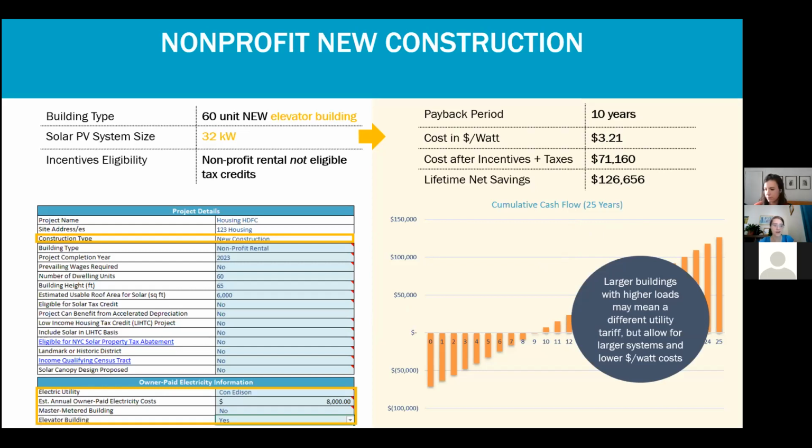Large buildings with higher loads, especially elevator buildings, often have a utility tariff with a lower value of solar, but because they're so much larger, the economies of scale offset that, and it can be a really good project.